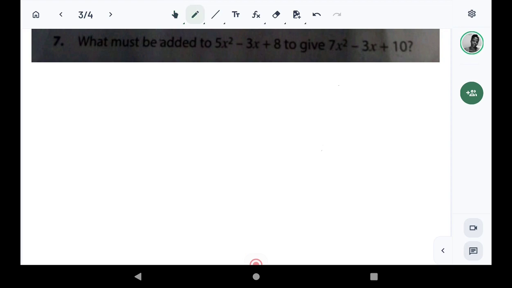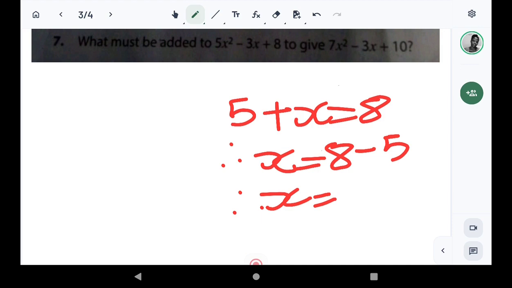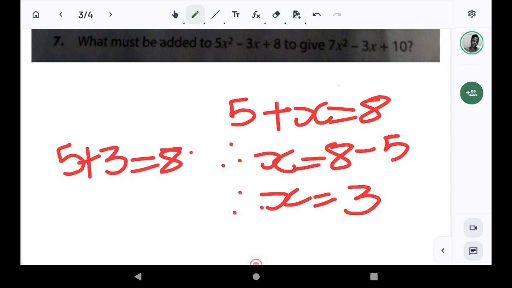In general, when you're dealing with normal numbers and not just algebraic expressions, what must be added to 5 to give us 8? Let's call whatever must be added x. How do you solve this equation? You leave x on the left-hand side and take everything to the right-hand side. Therefore, x equals 8 minus 5, which is 3. So 3 must be added to 5 to give us 8. Let's check that: 5 plus 3 equals 8. So yes, it checks out.